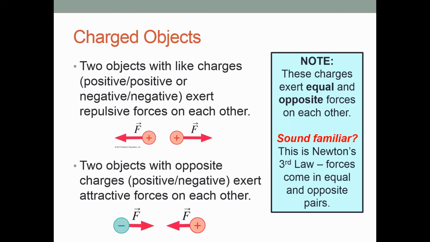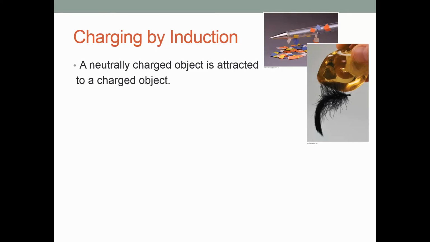There's another way that we can create a charge in an object, and it's by induction. So we have a rule that a neutrally charged object, that's an object with no charge, is attracted to a charged object. So let's say you charged up this pen with a wool scarf, and you held it near just pieces of paper. They are attracted to it. What? How does it make sense that an object with no charge in it has an attraction towards something that's charged? Well, here's the explanation.